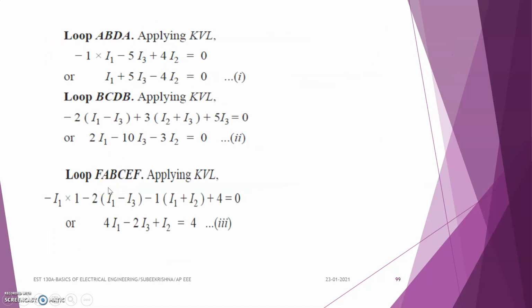So we can write the equation for the loop FABCEF as minus 1 I1 minus 2 into (I1 minus I3) minus 1 into (I1 plus I2) plus 4 is equal to 0. We can simplify this equation and write 4 I1 minus 2 I3 plus I2 is equal to 4. That is the equation number 3.